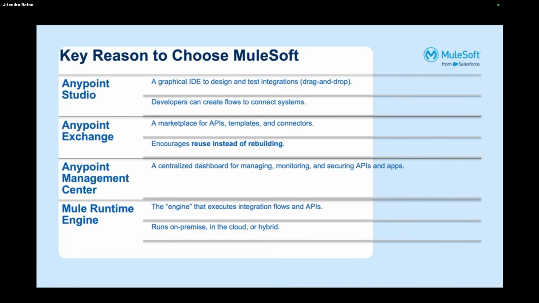Anypoint Management Center: basically you have a monitoring dashboard, a dashboard for managing the API applications, a dashboard for managing access, and a dashboard for viewing the subscriptions and everything. Mule Runtime Engine: Mule Runtime is nothing but an engine which allows you to run your MuleSoft application. The same Mule Runtime Engine can run on-premises, in the cloud, or in hybrid mode also.